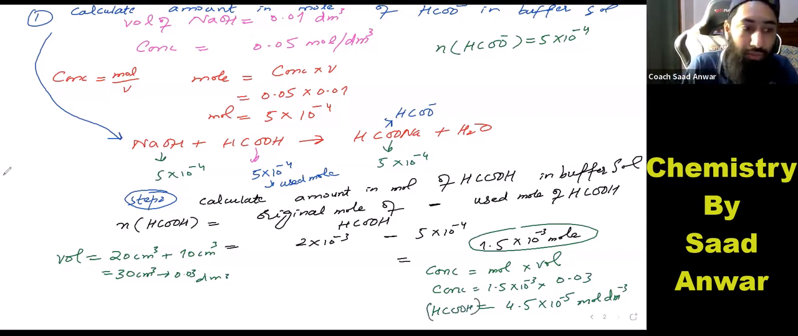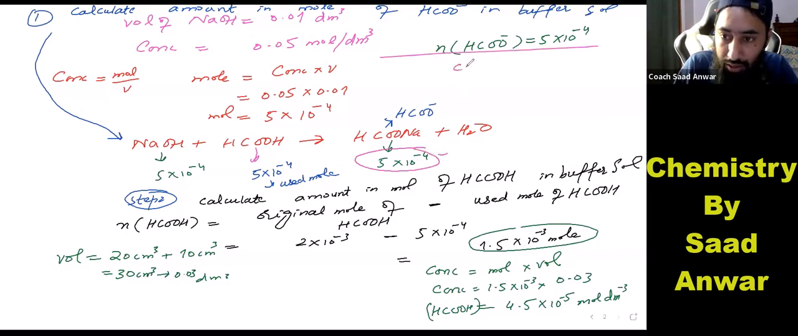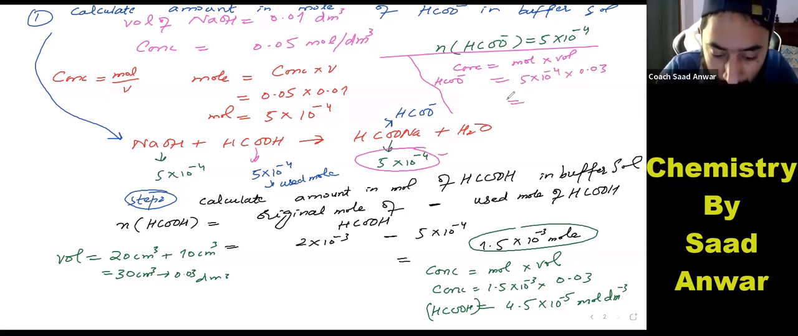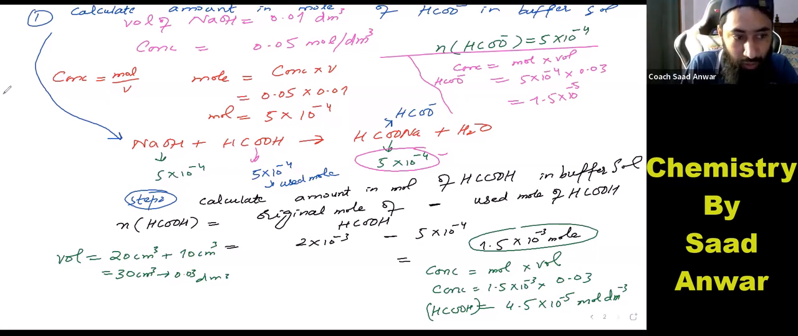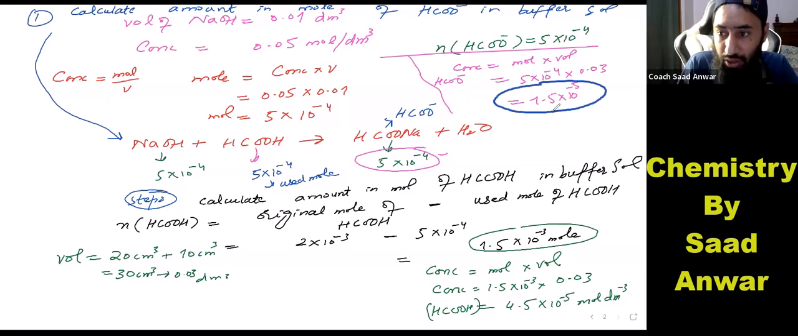I have to find the concentration of salt as well. You can see this is the mole of salt. So again, use the same formula: concentration is equal to moles divided by volume. Concentration of salt. So mole is 5 into 10 raised to power minus 4. Volume is 0.03. So it will be now 1.5 into 10 raised to power minus 5. This is the concentration of salt.